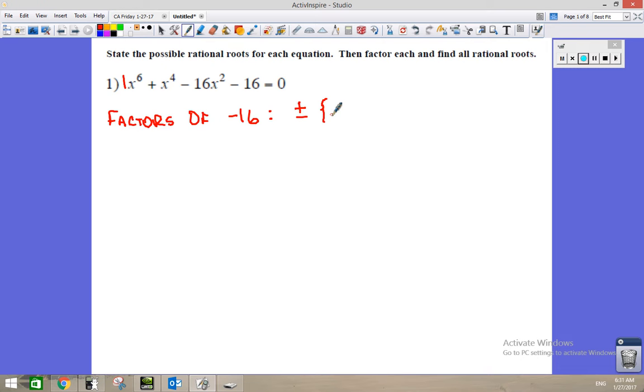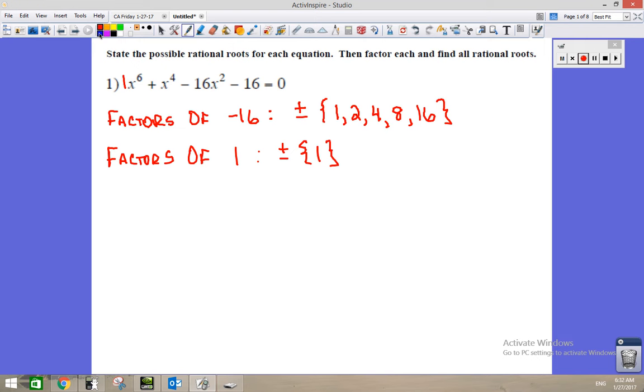1, 2, 4, 8, and 16 are all factors. They all divide the 16. And I'm not focusing my attention on the negative sign. If this was positive 16, it'd be the same list of factors. The factors of my leading coefficient 1, well, that's just plus or minus 1.